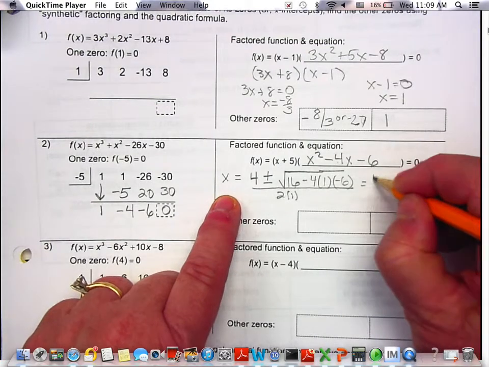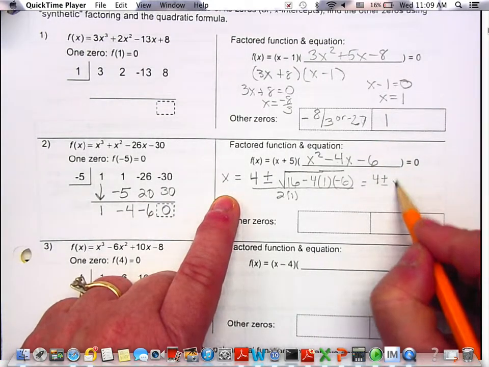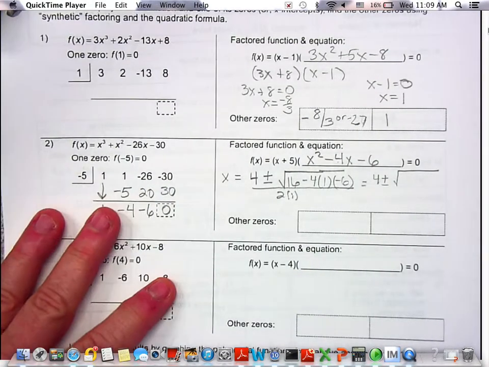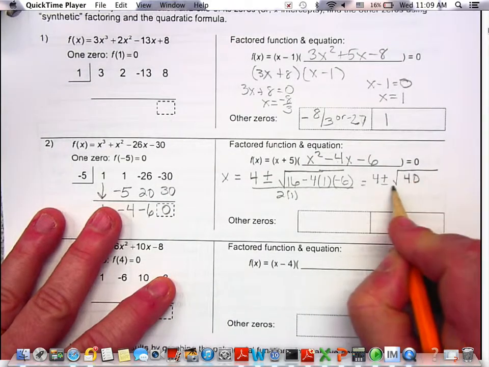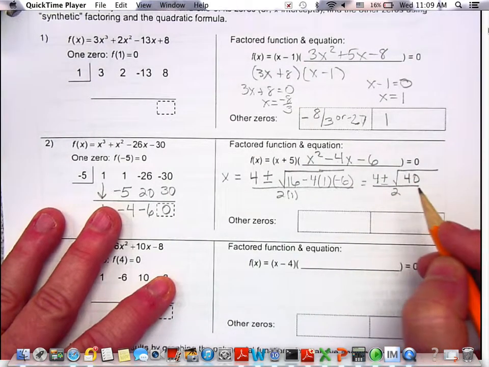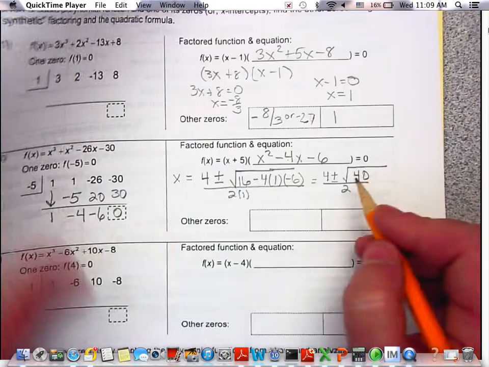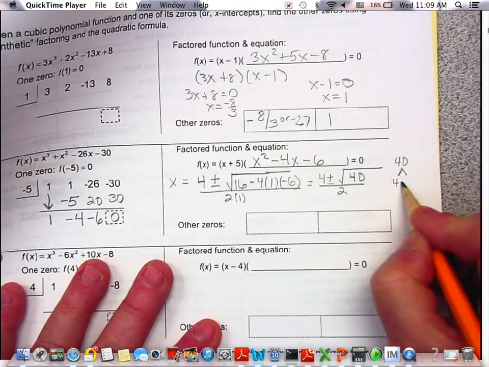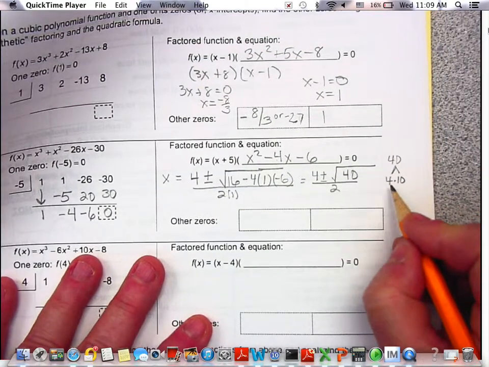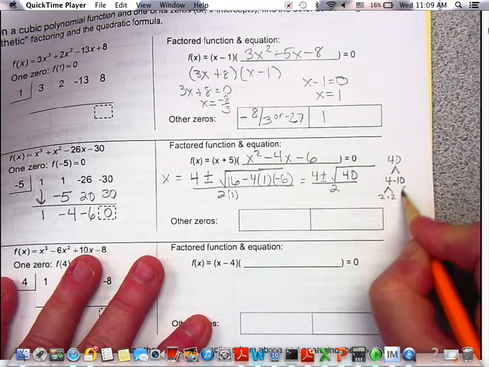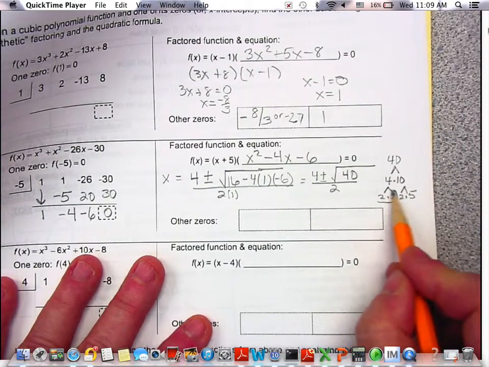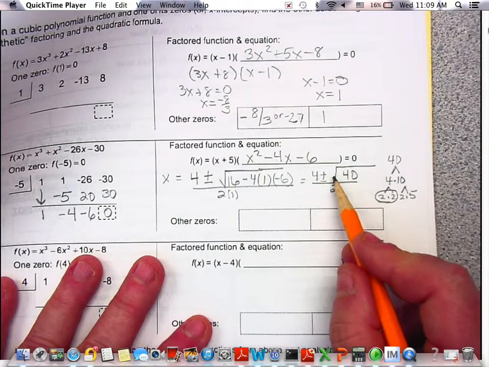Okay, so 4 plus or minus the square root, what did y'all get for underneath there? 16 and 24? Is that 40? Did everybody get 40 here? Yes. Okay, over 2. Now here's the tricky part. 40, you can simplify. 40 would be 4 times 10. We make a factor tree. And then 4 is 2 times 2, and 10 is 2 times 5. And circle the pairs. So we can take a 2 out of here.